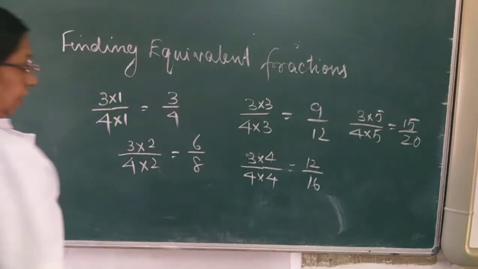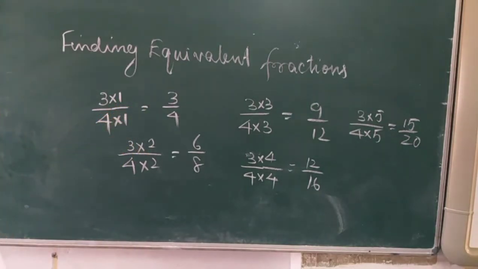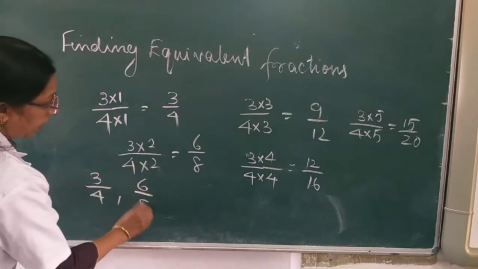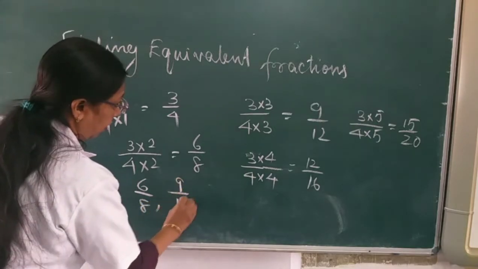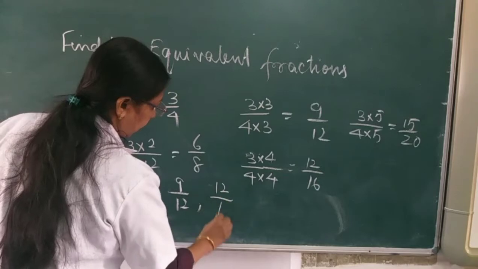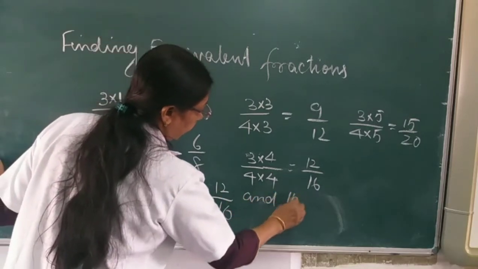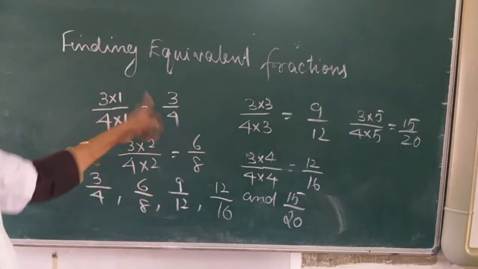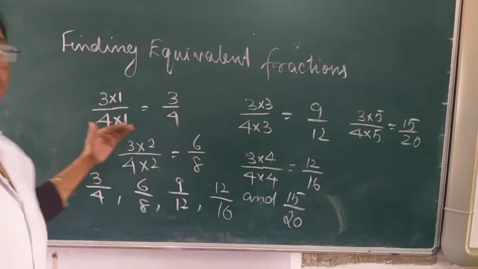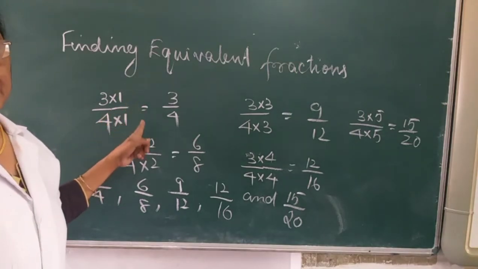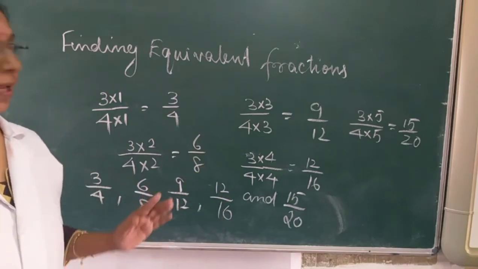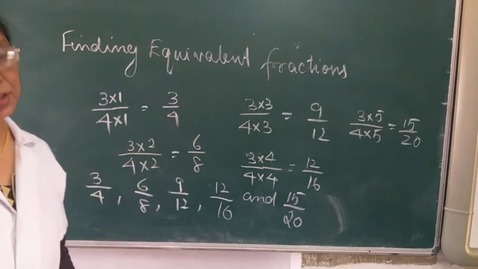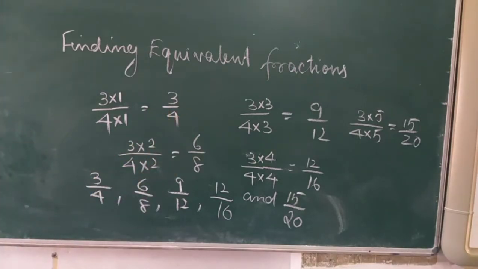See, the first 5 equivalent fractions of 3 by 4 are: first, 3 by 4; second, 6 by 8; then 9 by 12; then 12 by 16; and 15 by 20. Understood, children? Here I multiplied both numerator and denominator by these numbers. By multiplying, we got the equivalent fractions. Okay, then I will give you one more example.